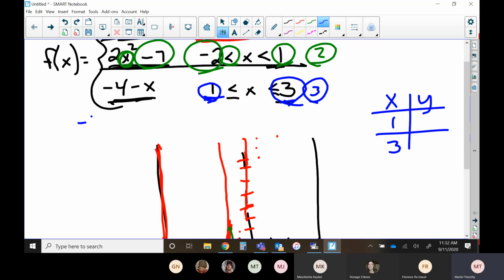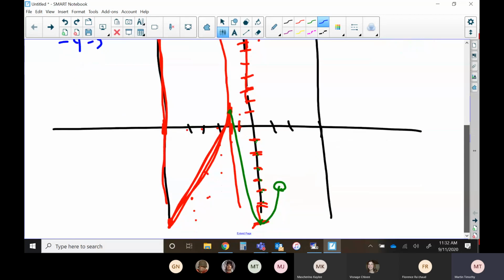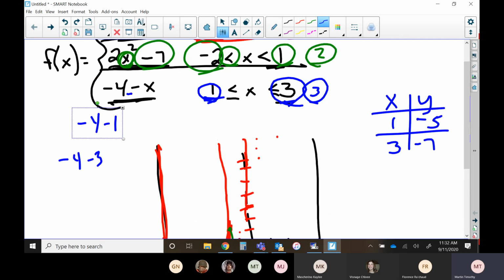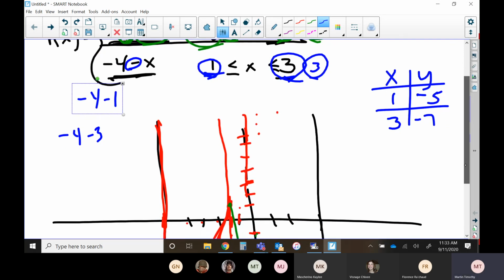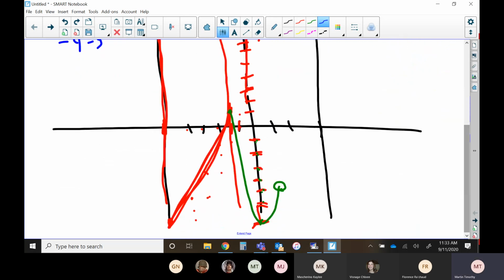I plug a 1 in. Negative 4 minus 1 equals a negative 5. Negative 4 minus 3, negative 7. So my ordered pair is 1, negative 5. What do I notice about that? The minus was already there. One, negative 5. What do I notice about that? And so I'm going to color it in, and then 3, negative 7 is right here, and I'm just going to draw a line between those 2 points.